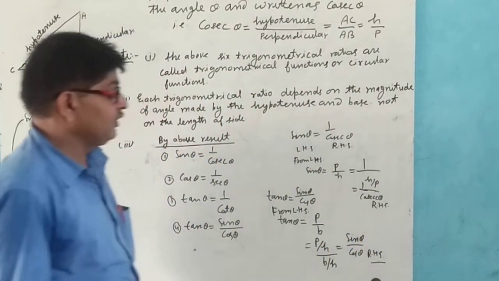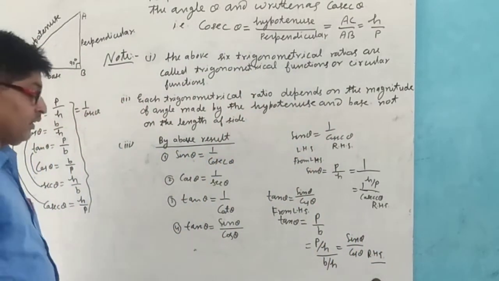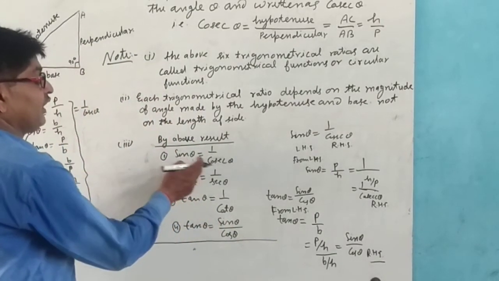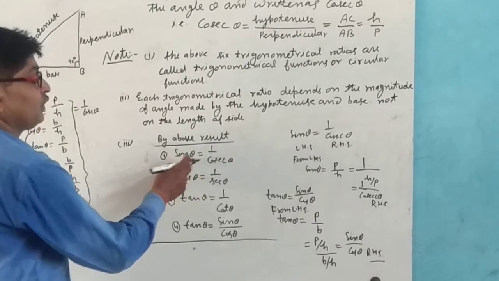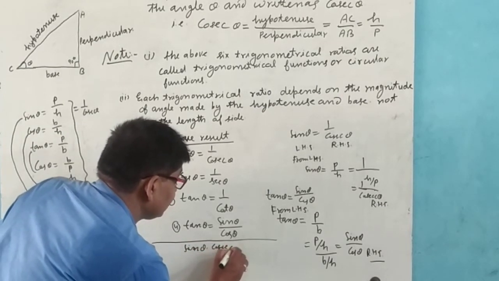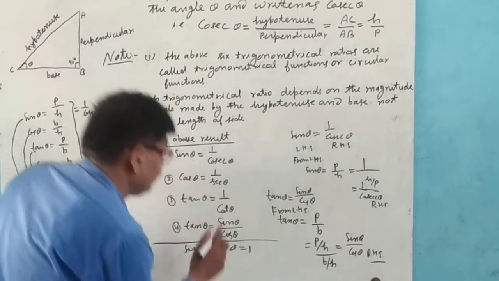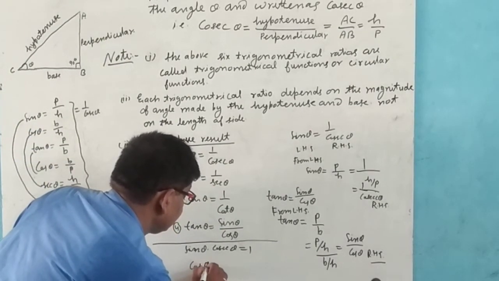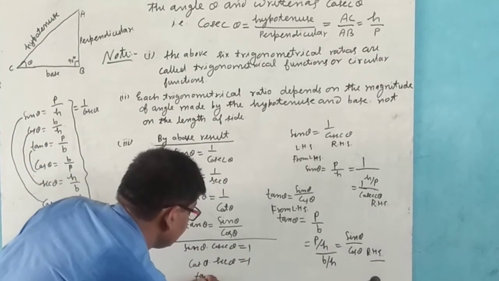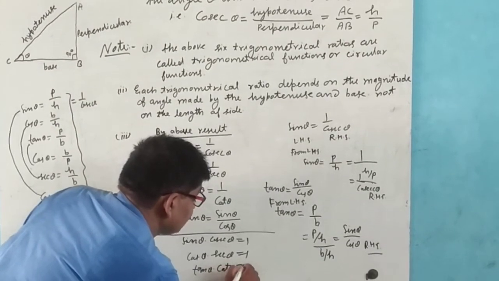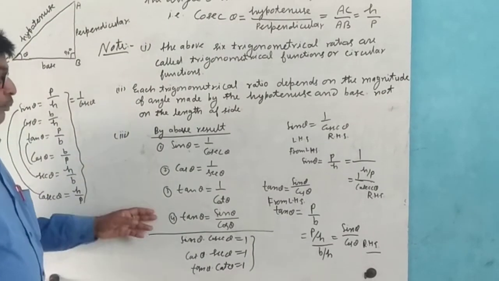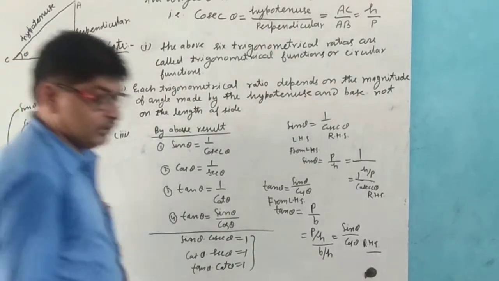With the help of this, we can prove these results, and we also get another result: sin theta into cosec theta equal to 1, cos theta into sec theta equal to 1, tan theta into cot theta equal to 1. This result can also be obtained with the help of these relations.